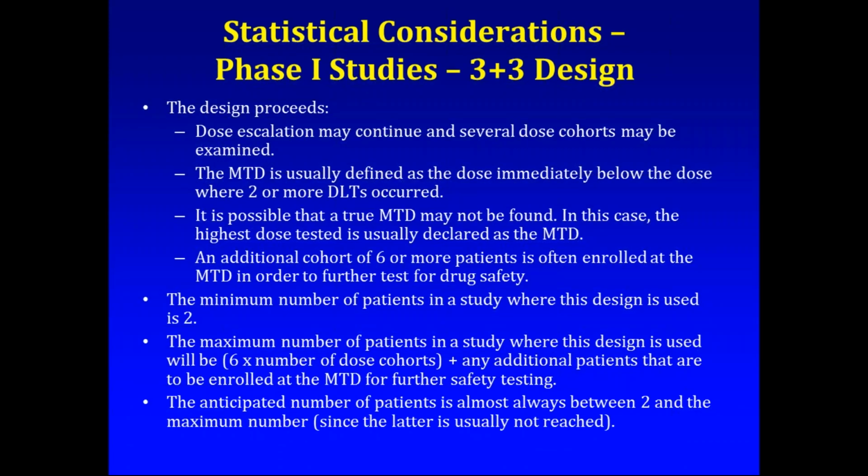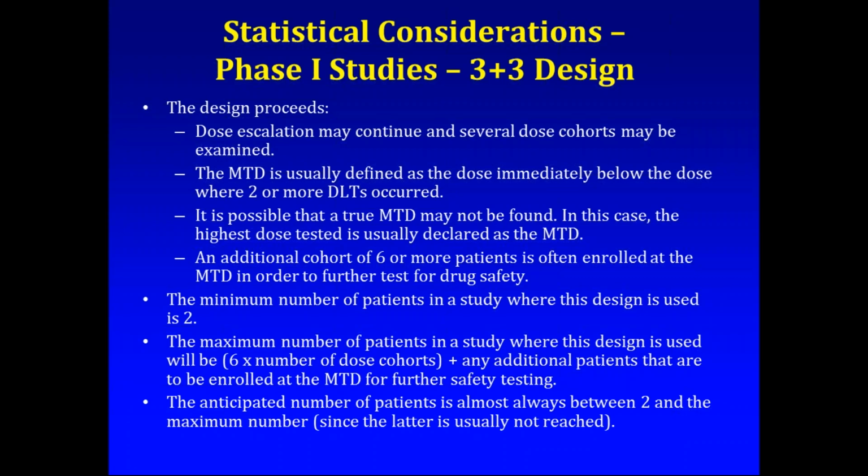And so then we continue to proceed with the design, and assuming that the study's not stopped along the way, we'll eventually be able to come up with an MTD in most cases. And that's defined as the dose immediately below the dose where 2 or more DLTs occurred. And we would consider that as a safe dose of the drug or treatment for the patient.